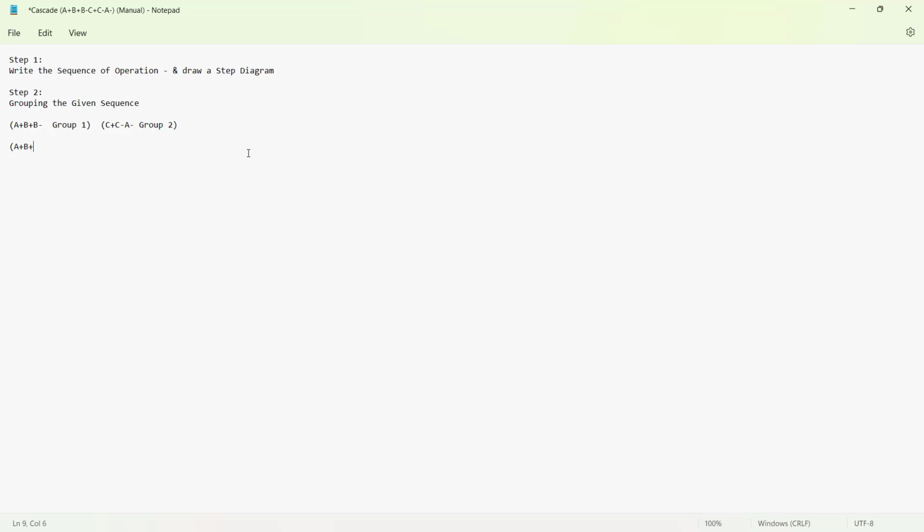A plus as group 1, B plus B minus C plus as group 2, and C minus A minus as group 3.